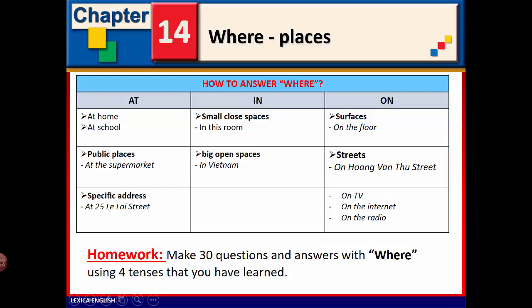On the internet. On the radio. So on what? On TV, surfaces, streets. On TV, on the internet and on the radio.